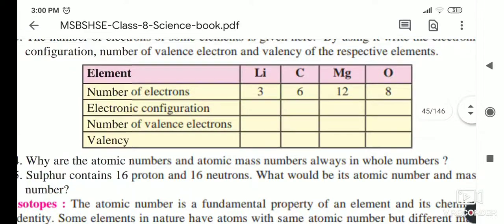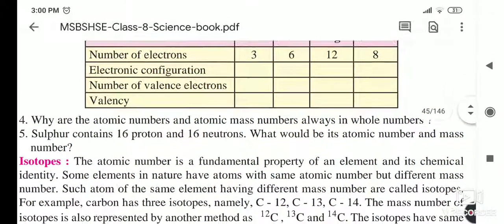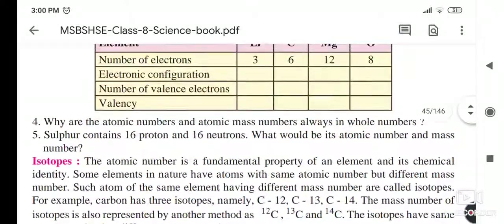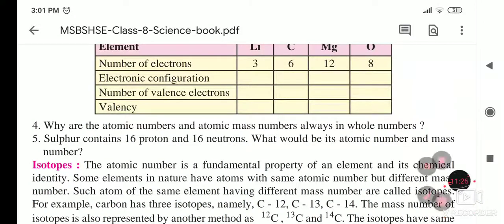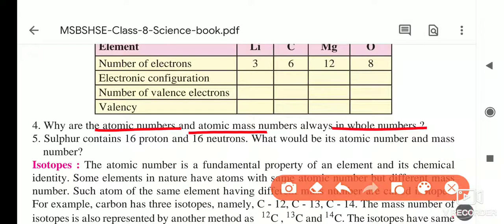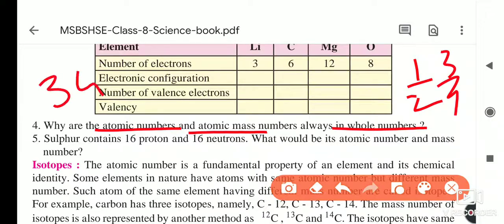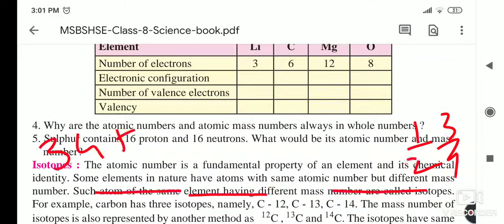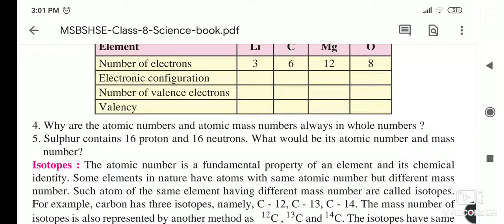See here. Why are the atomic number and atomic mass number always whole numbers? Why is it a whole number? Why is there no half proton? Half, 3/4, it is not there. It is 3, 4, 5. If you see here, we have just completed this. So here is what I told you.